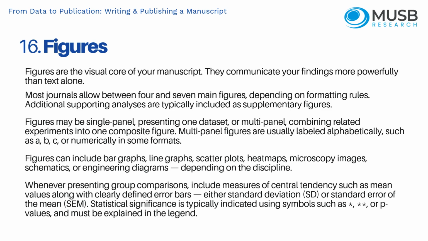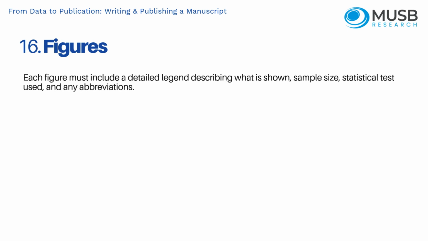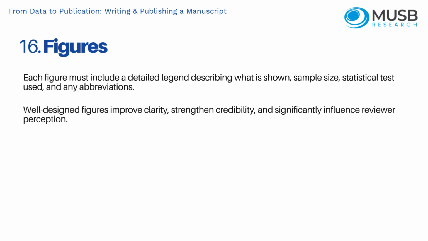Statistical significance is typically indicated using symbols such as asterisks, or p-values, and must be explained in the legend. Each figure must include a detailed legend describing what is shown, sample size, statistical test used, and any abbreviations. Well-designed figures improve clarity, strengthen credibility, and significantly influence reviewer perception.